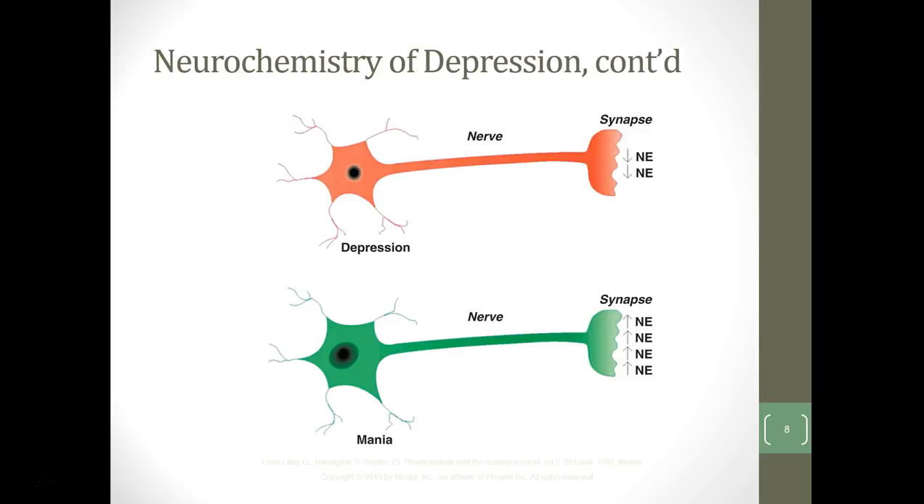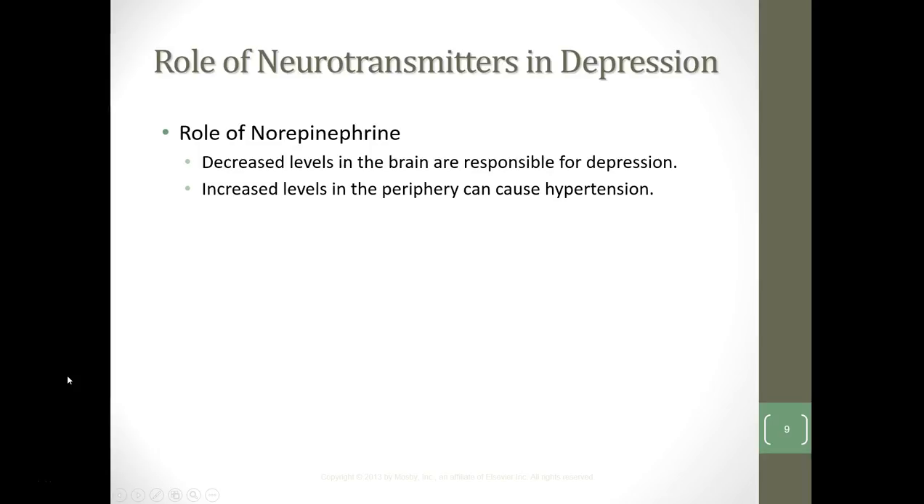So here's a picture of nerves and synapses. So in depression, we see that there is a decrease in norepinephrine, and then in mania, there's an excessive increase of norepinephrine. The role of norepinephrine in depression: decreased levels in the brain are responsible for depression, and increased levels in the periphery can cause hypertension.